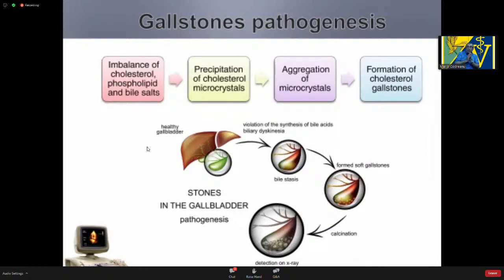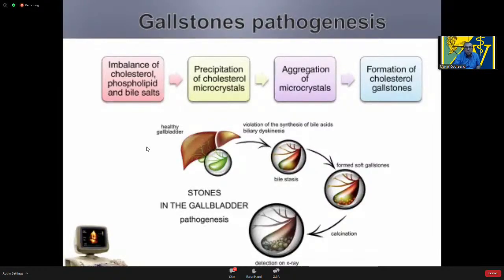Let's see what's happening in the next stages with the specific pathogenesis of the gallstones. It appears especially as a result of the imbalance of cholesterol, phospholipid, and bile salts, which can be continued by, and in addition to this be responsible for, the precipitation of microliths or microcrystals of cholesterol. These microcrystals are followed by their aggregation, and the end is the formation of cholesterol gallstones.